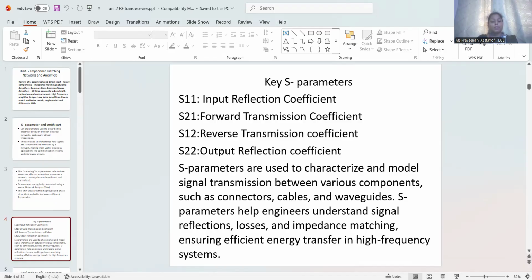By studying these S parameters, engineers ensure maximum power transfer, minimal signal losses, and proper impedance matching in high frequency communication and microwave systems. Okay, is it clear? For example, in a mobile communication system, if the antenna is not perfectly matched to the transmitter, part of the signal will be reflected back. The parameter S11 shows the reflection and S21 indicates how much power is successfully delivered to the system. These parameters play a crucial role in designing efficient RF circuits and communication networks.